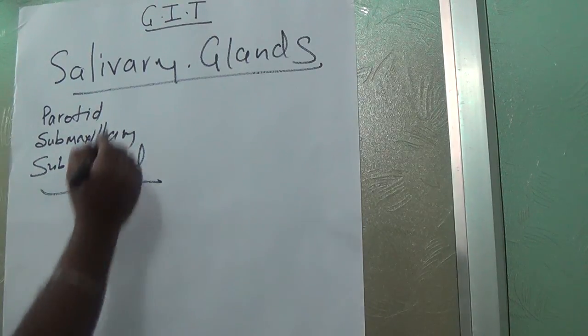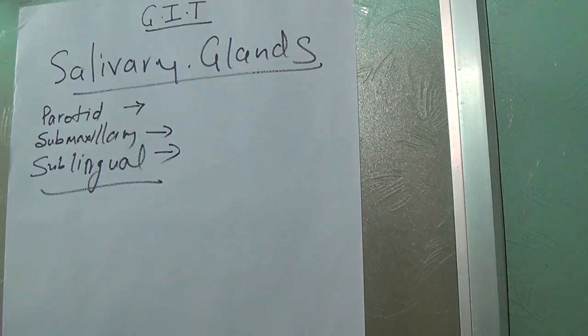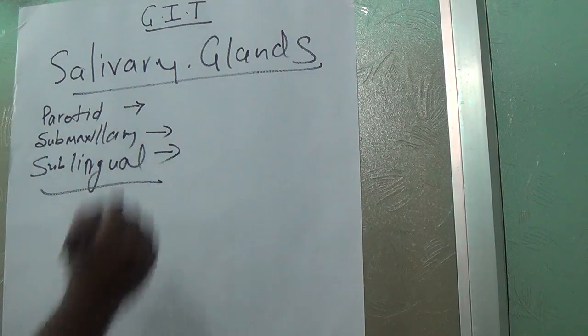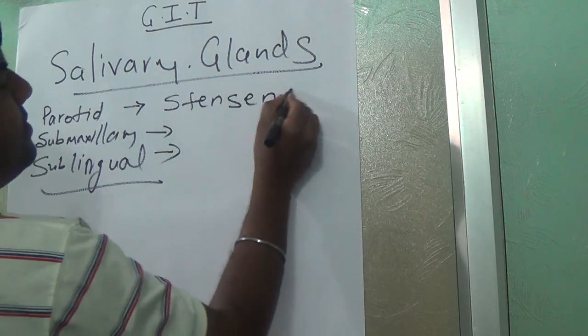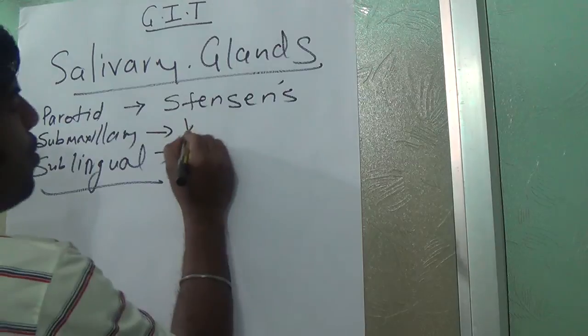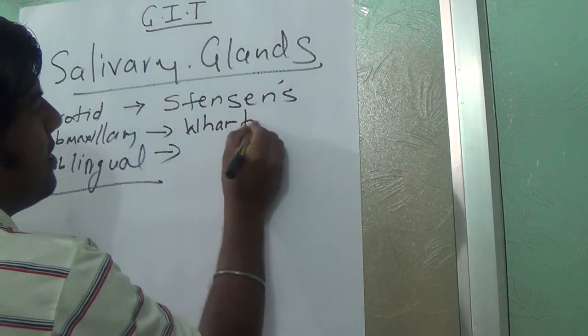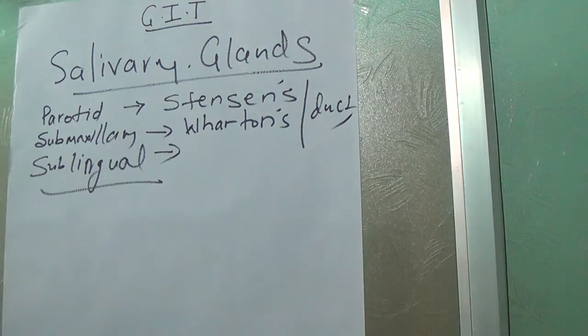Now here, what they do is they are going to put their secretions. When I take the parotid gland, it puts its secretions via Stensen's duct. And when I take submaxillary, it puts its secretions through Wharton's duct. So this is a duct system.